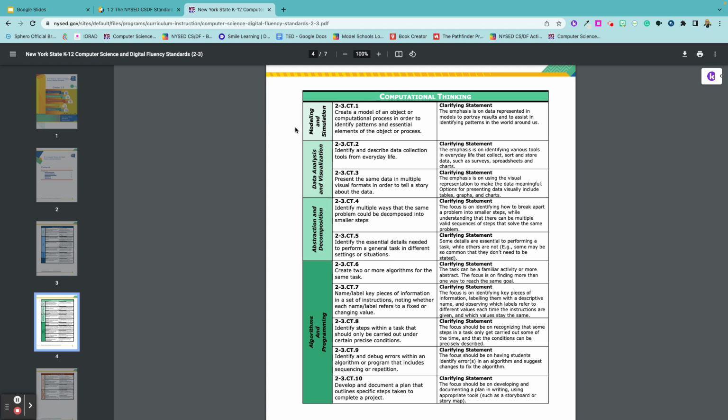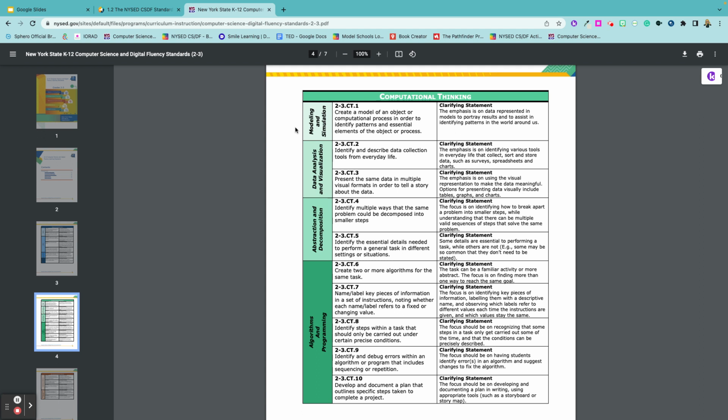As we move into CT9, we're talking about debugging here: identify and debug errors within an algorithm or program that includes sequencing or repetition. The focus should be on having students identify an error in the algorithm and suggest changes to fix that algorithm. So let's say they're putting together a recipe, or they're following a step-by-step procedure for, say, origami. They have to be able to figure out when they make a mistake and what they need to do to fix it.